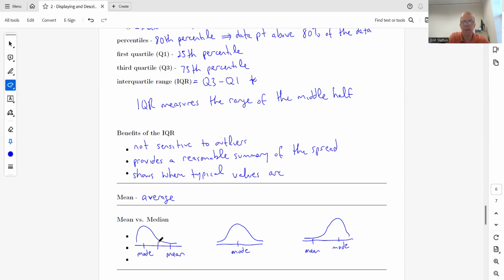So the median will be pulled a little bit this way. Again, this is a little bit of an exaggeration. It's probably going to be closer to the mode over here, but just so that we can see where it is. Because the order is more important than where it is on the histogram, because that will, of course, depend on the data set. But the median will be somewhere between these two.